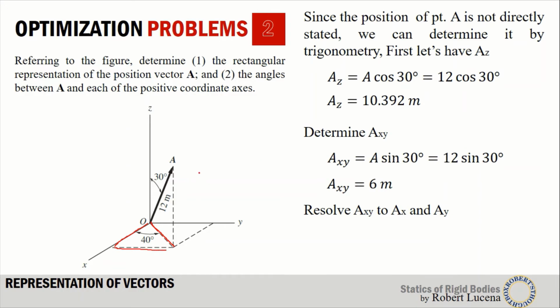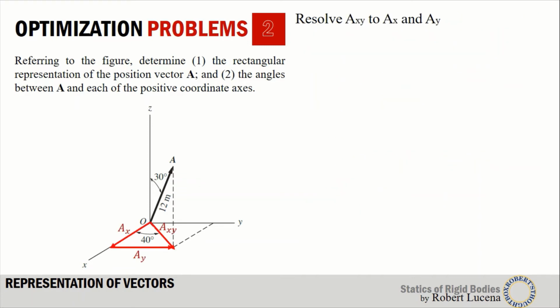Now, if we already have AX and AY and AZ, we can simply represent vector A. Now this problem is intentionally shown here because this is one way of solving or representing vectors using components. So in the previous problem, we used the unit vector to represent a particular vector. This time we use the components to represent the vector. Now let's resolve AXY to AX and AY.